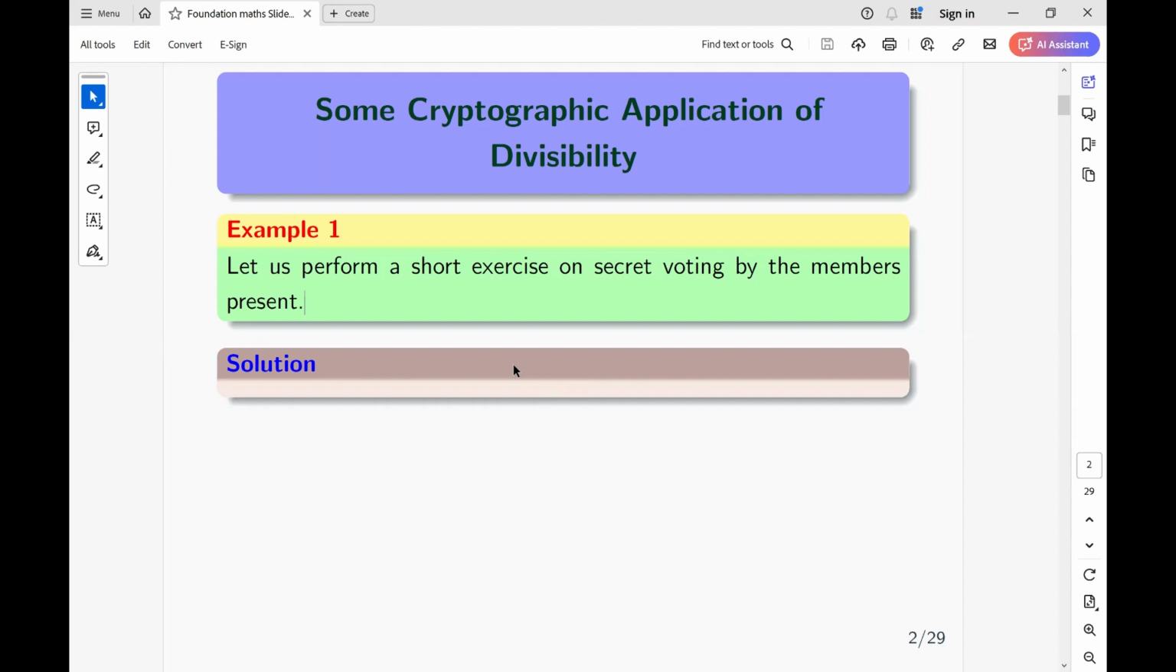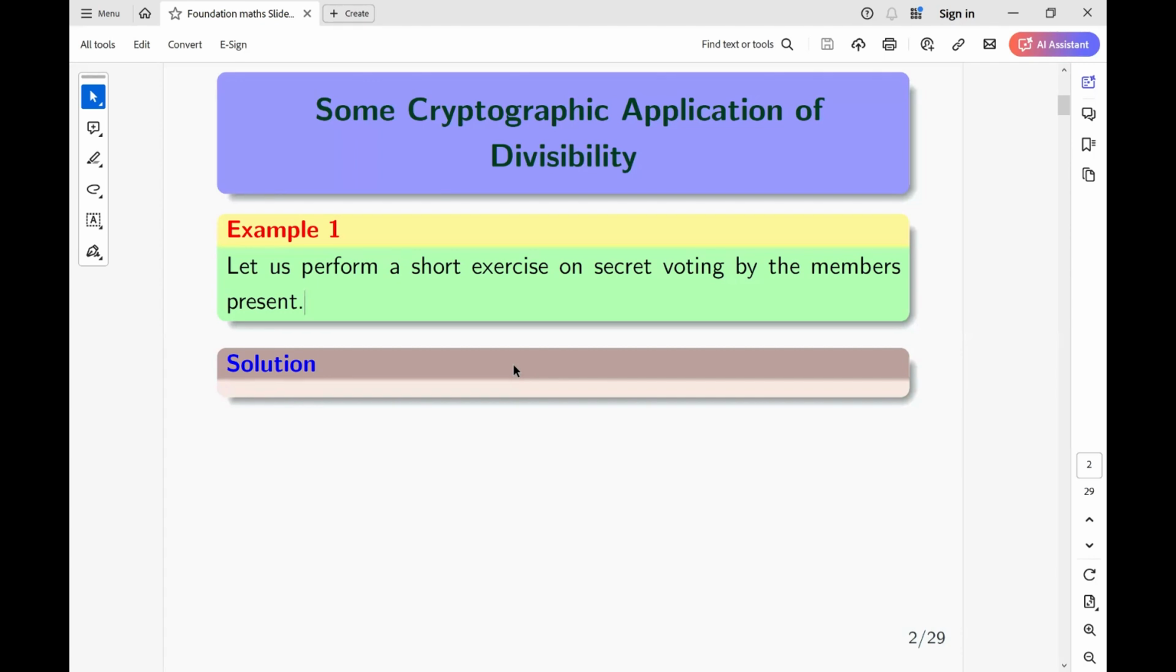That is where we are supposing there's a committee, and this committee wants to vote on an issue, and we want this voting to be secret so that nobody knows how you voted. How can we implement this using divisibility? Is that okay? So that's what I want us to try.